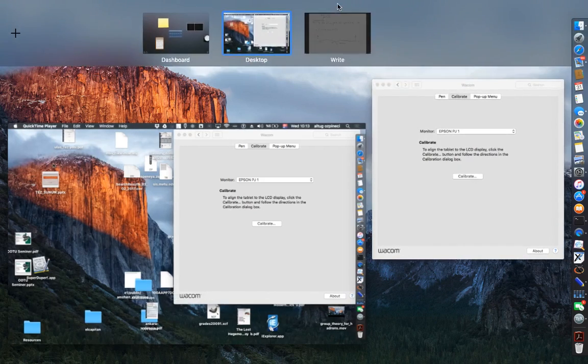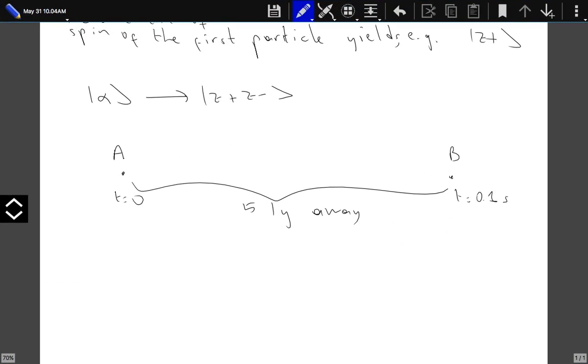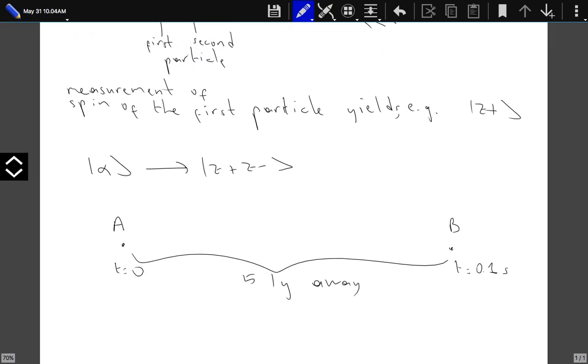Okay, so now the idea is, let's say you are B, making the measurement in B, and you have many identical particles that are created in this state. So what will be your measurement? If you have, let's say, 1,000 particles in this state and you measure your second particle, 50% of them will show spin up, 50% will show spin down.